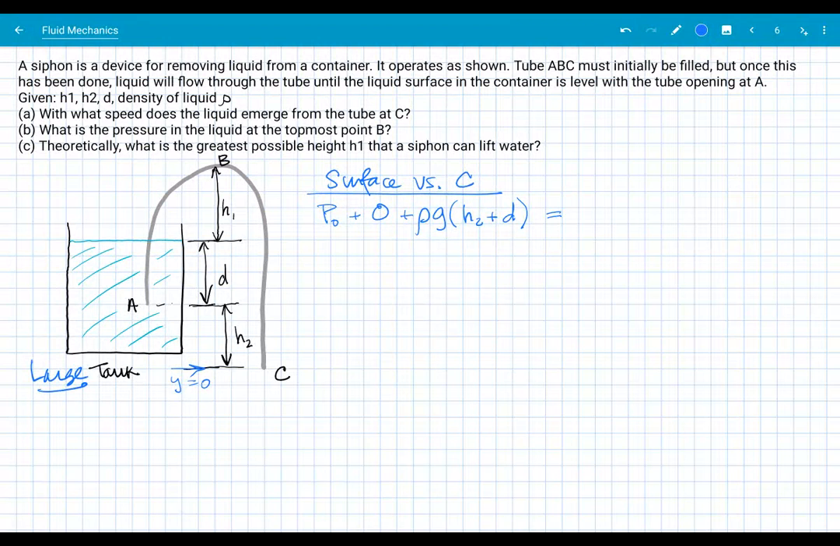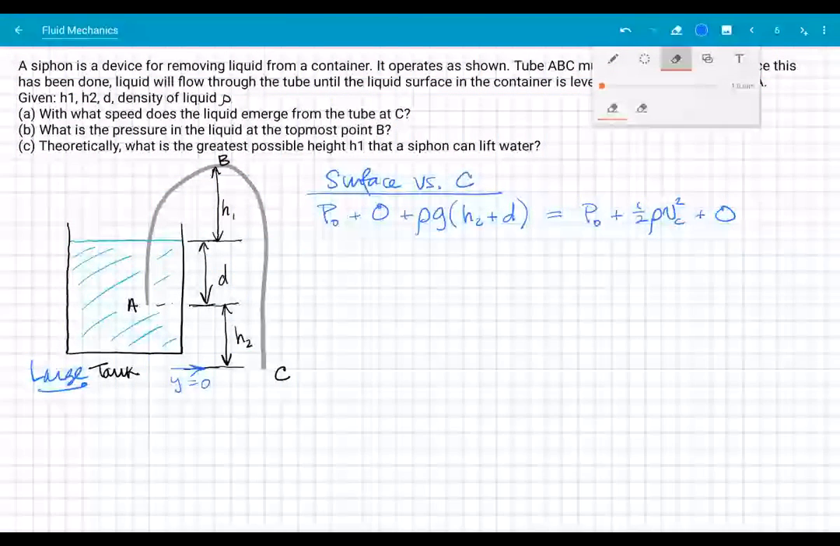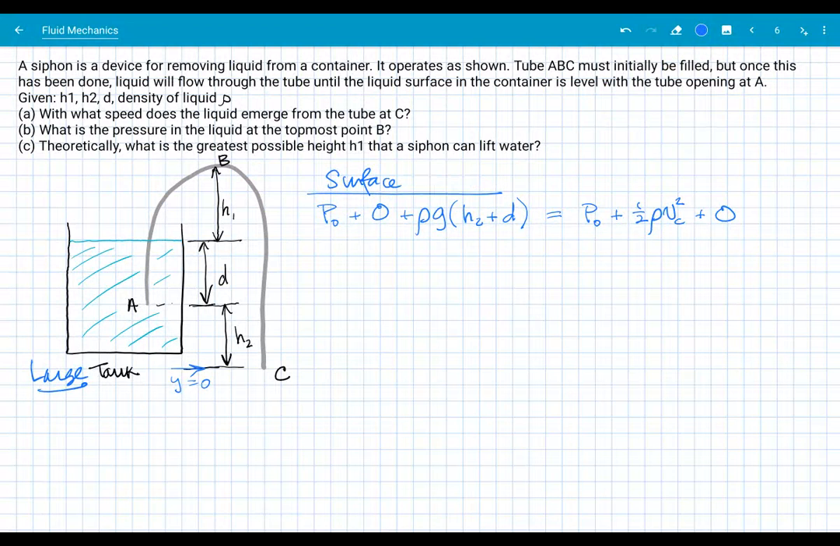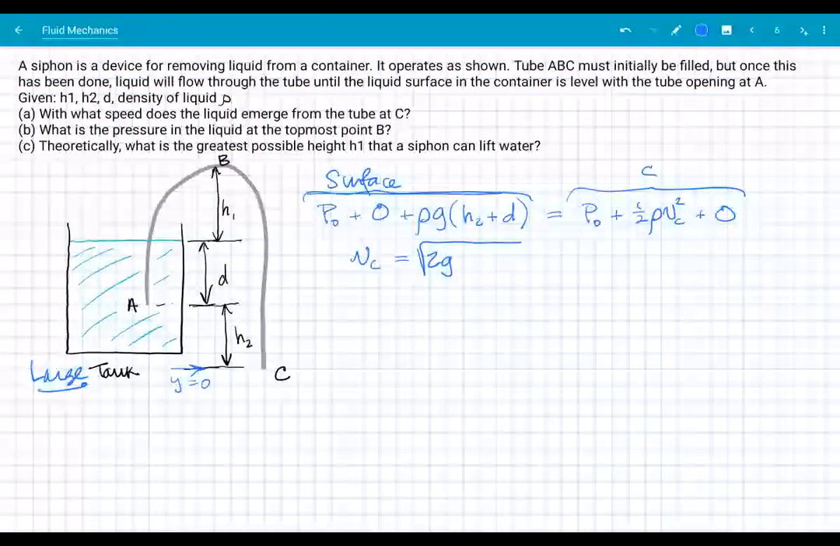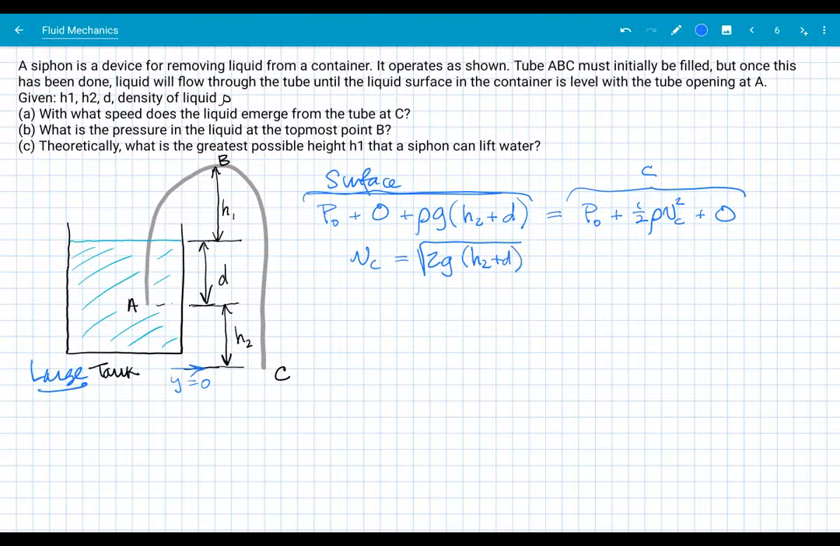And then I'm going to set that equal to, now looking at point C, atmospheric pressure. Point C does have a kinetic term, 1/2 rho V sub C squared, and then no gravitational potential energy term. So it might be helpful to say, all right, the term over here is the term of the surface of the water, and the term right here is at point C. Those are the 2 points that I'm comparing to one another. Great. So if I put these 2 equations together, then I'm able to solve for V sub C. I get that V sub C is equal to the square root of 2g times (H2 plus D). So that gives me something, right? The speed of the water at point C.